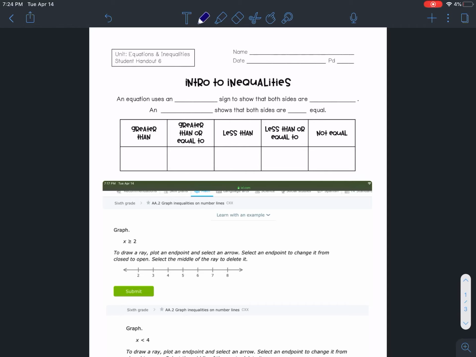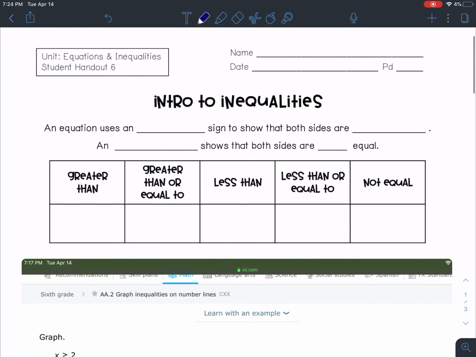Hey guys, today are the notes for April 14th, if I'm not mistaken. I don't even know what day it is, to be honest. I think it's April 14th. So these are the notes for April 14th.